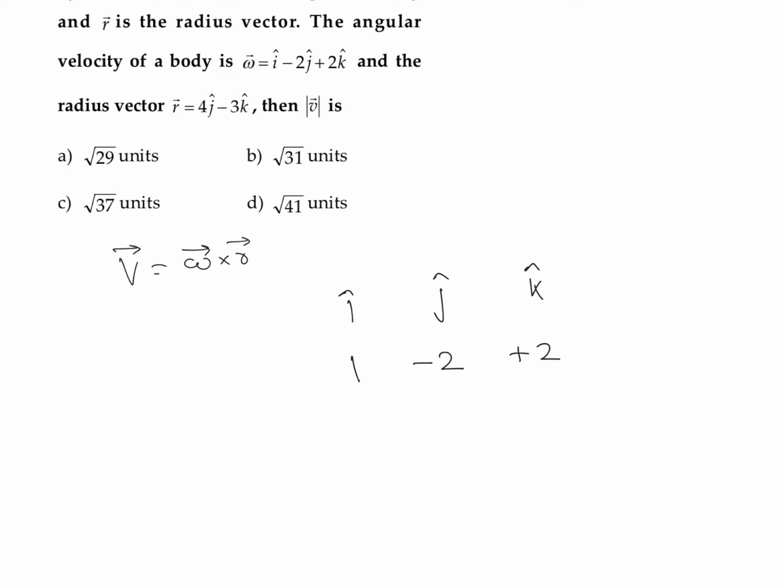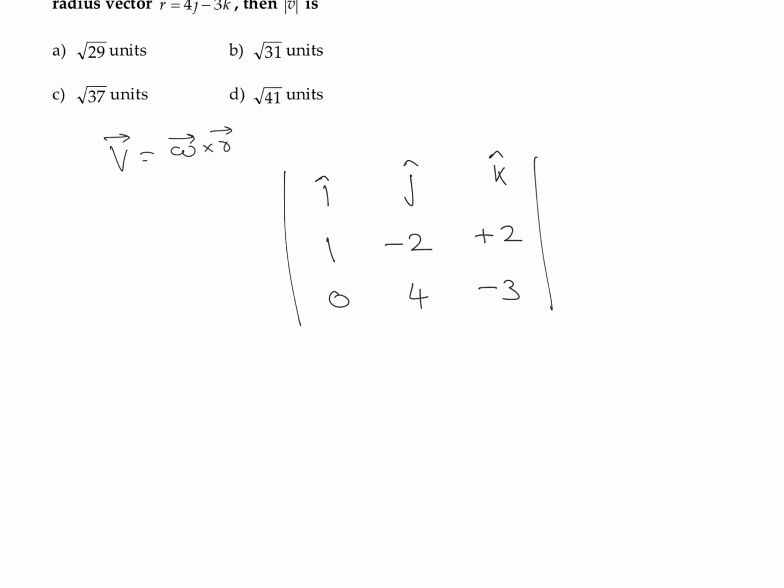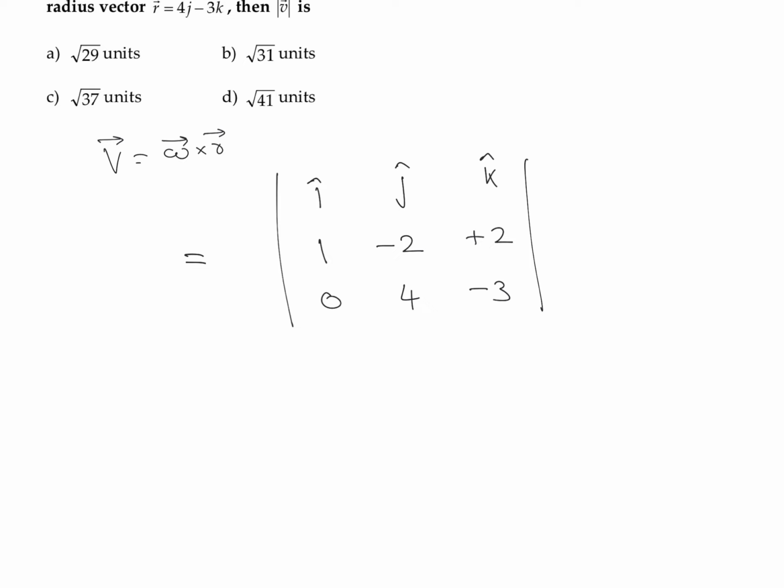Then we write the components of r, that is 0 as the x component, 4 as the y component, and minus 3 as the z component. Now we can find the cross product of these two vectors. So we write in the format i cap. Now if we are taking i cap, we have to eliminate this column and row.